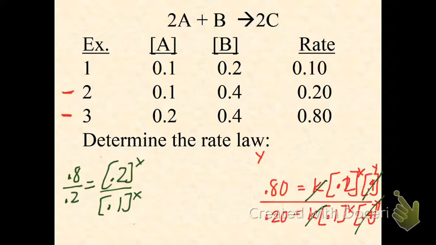Well, what's 0.8 divided by 0.2? 4 is equal to, what's 0.2 divided by 0.1? 2x. So what would x be equal to? 2. Now, there's a much easier way to do that. I could have looked at that, right?